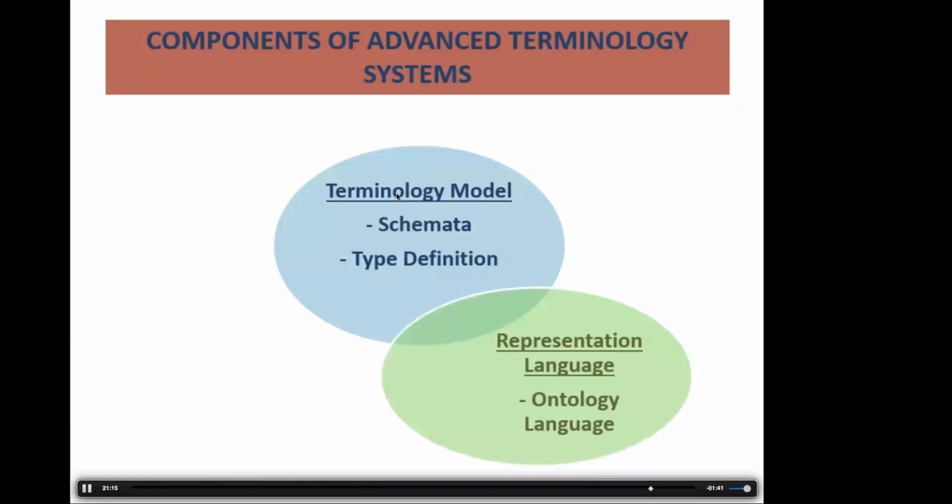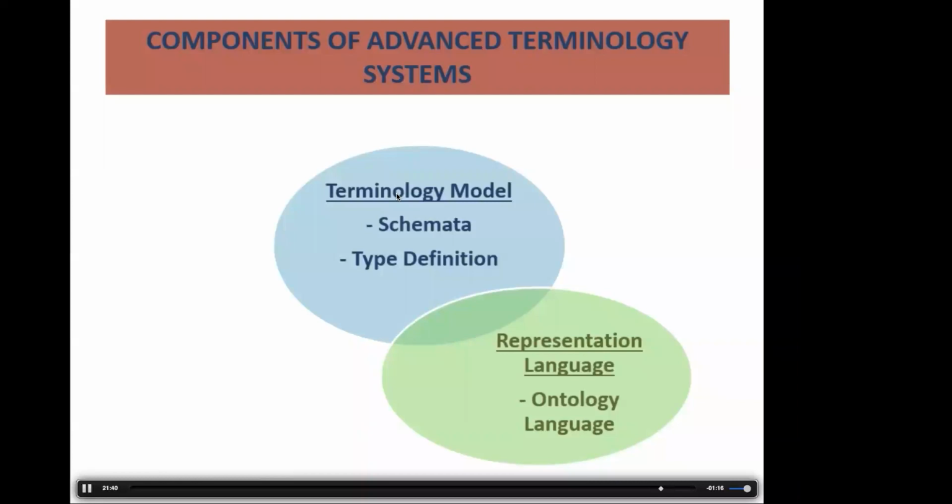Next is the representation language. Terminology models may be formulated and elucidated in an ontology language that represents classes. It is also referred to as concepts, categories, or types, and their properties, such as relations, slots, roles, or attributes, such as web ontology language.